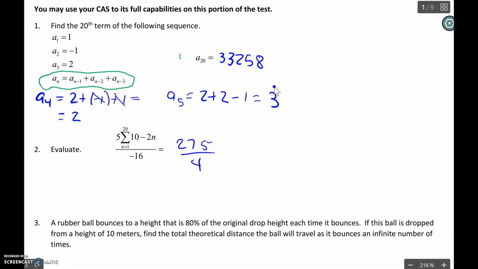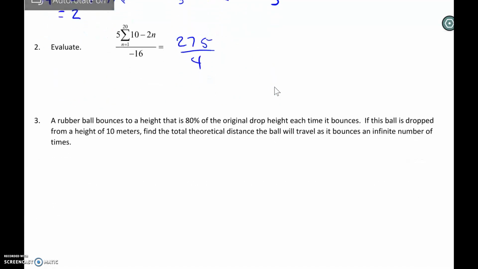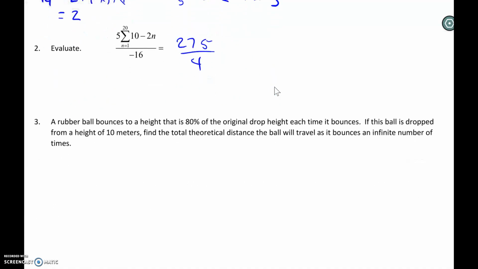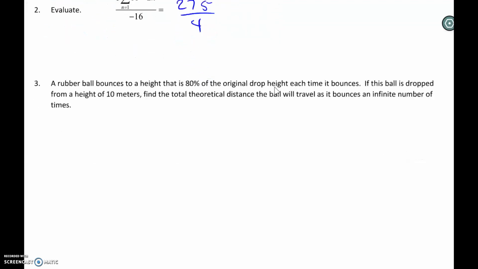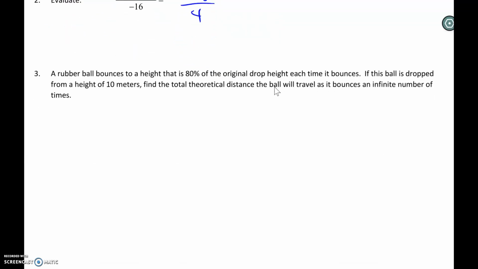And then the last problem on this calculator section, not really hard calculations on the calculator, it's just kind of a confusing problem. This is on both of the practice tests, or a similar problem. A rubber ball bounces to a height that is 80% of the original drop height each time it bounces. If a ball is dropped from a height of 10 meters, find the total theoretical distance the ball will travel as it bounces an infinite number of times.